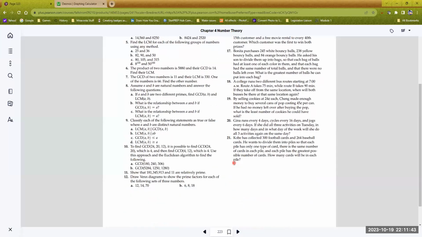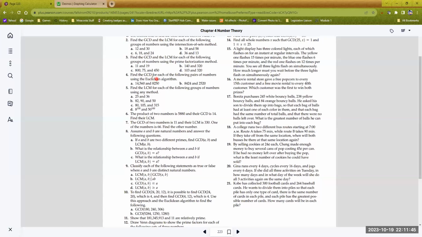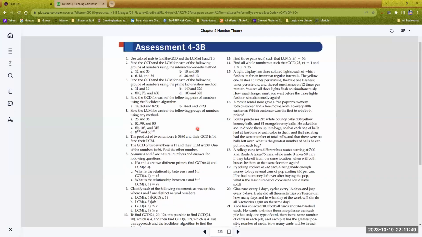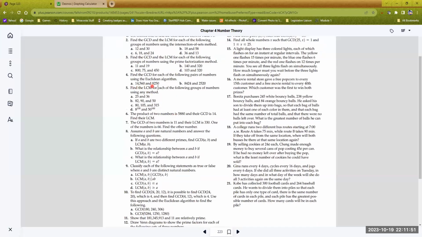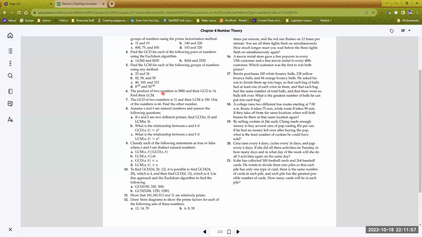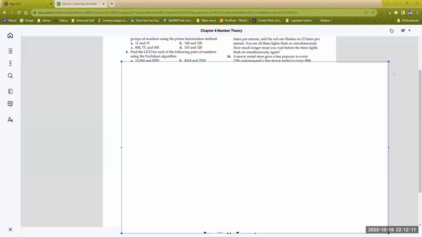4.3. Okay, so here, I think there's some other numbers in this one in 4.3. So 14,560 and 8,250. Let me show one additional way that you can use the Euclidean algorithm. There's nothing wrong with the ways that we just showed, but there is a way that you can utilize division and perhaps make it a little bit easier on yourself.